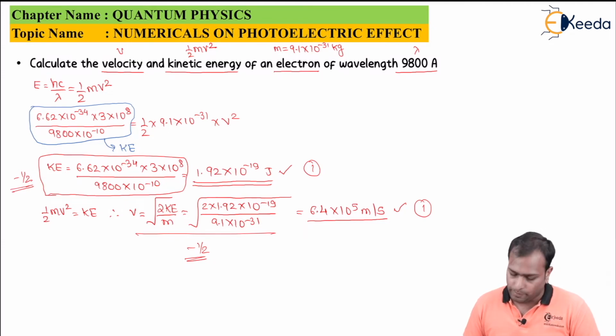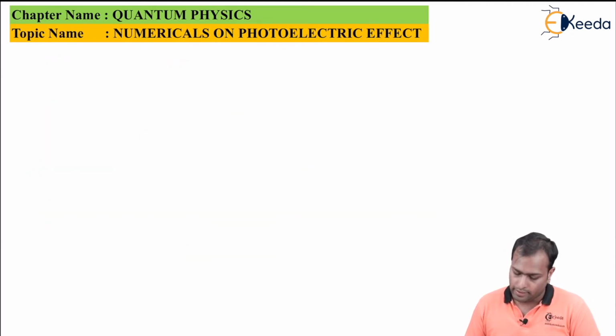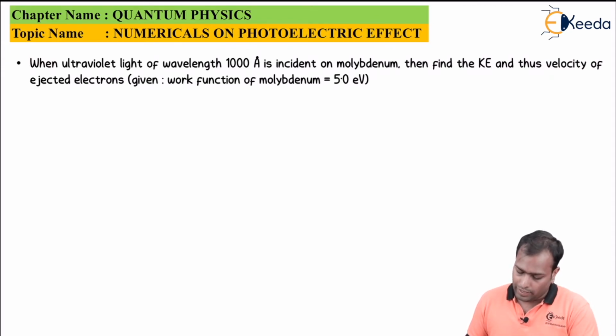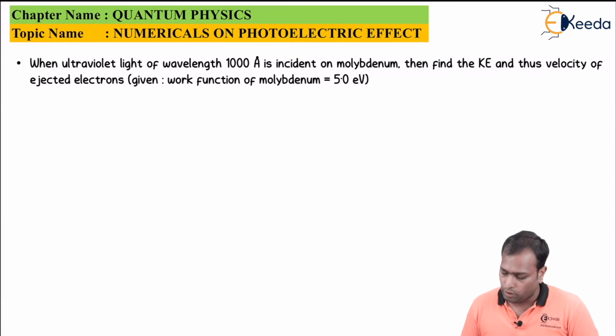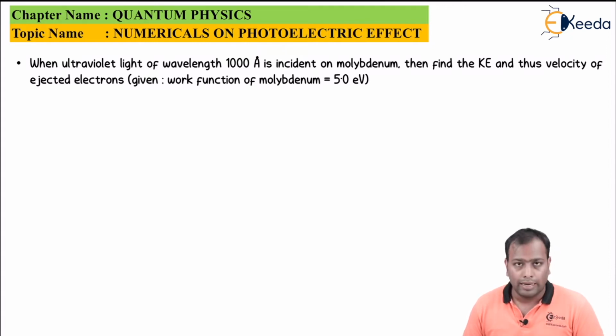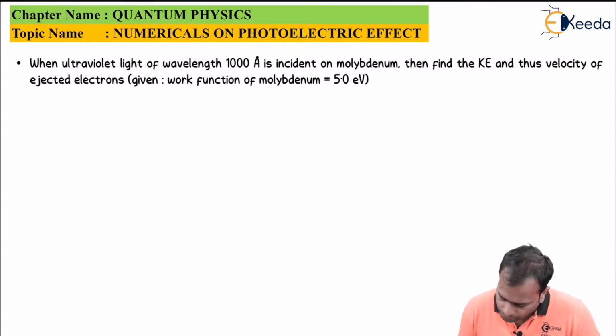Now, the next numerical reads as: when ultraviolet light of wavelength 1000 angstrom is incident on molybdenum, then find the kinetic energy and thus the velocity for ejected electrons. Here you are given the metal as molybdenum, for which the work function is 5 electron volts. So let's take the given details into picture.